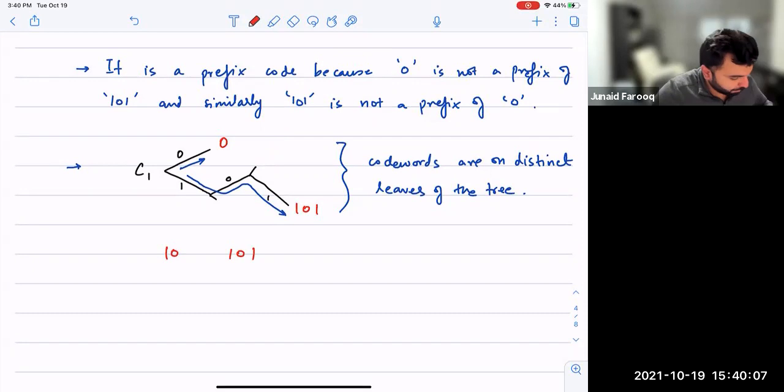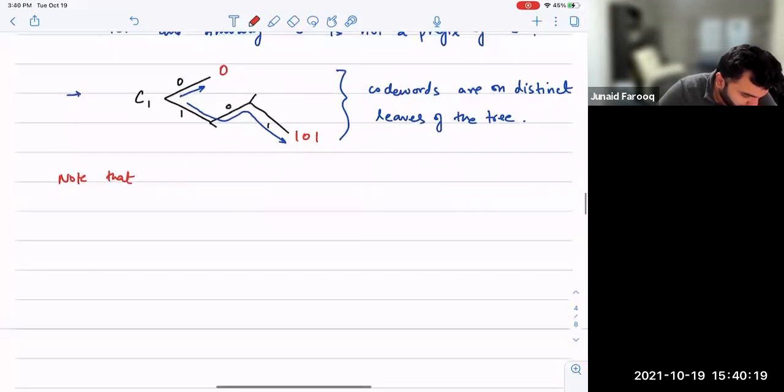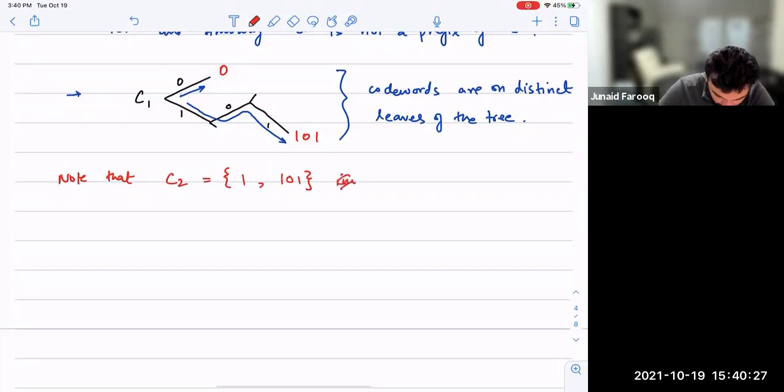Okay. So for example, let's write it down. So note, C2: 1 and 101 is not, this is not a prefix code.